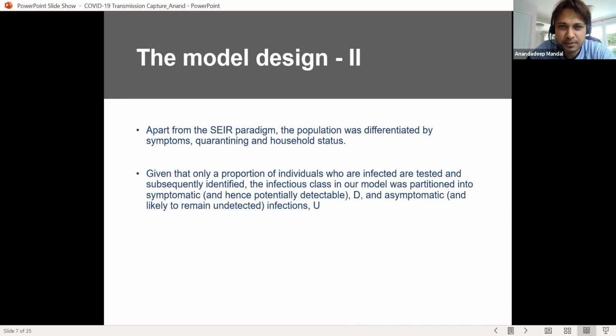So apart from the simple SEIR paradigm, which is susceptible, exposed, infected, and removed, the population was also differentiated based on symptoms, quarantining, and household status. Are you with the family? Are you alone? Do you have critical care workers, or various other household statuses?